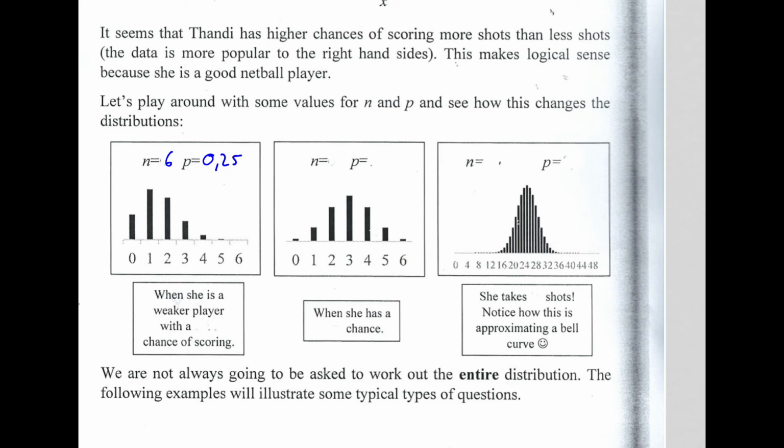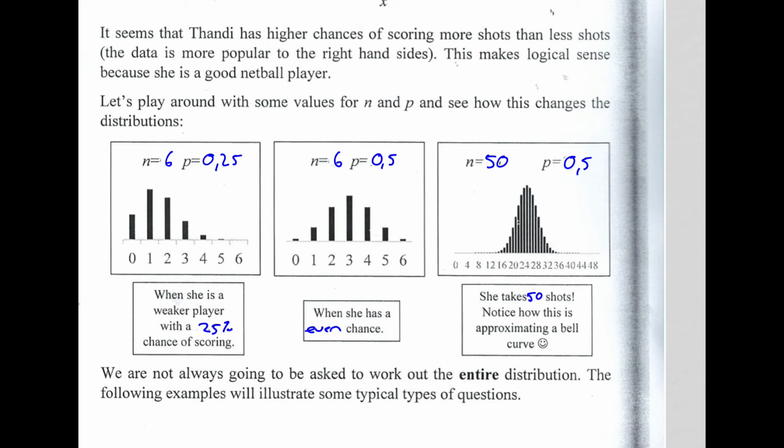In this case, there are still 6 shots because there are 6 different bars, and because it's symmetrical, the probability of her scoring is 0.5. Then in the next one, you can't see all the values, but there are 50 shots, and her probability is still 50% because you can see the data is symmetrical. Looking at the first box, she is a weaker player with a 25% chance of scoring. The second box has an even, 50% chance. And the last one is also a 50% chance.